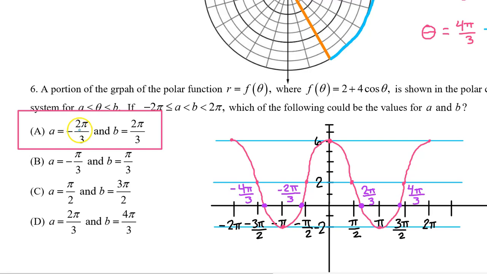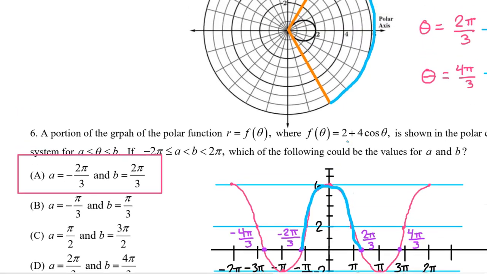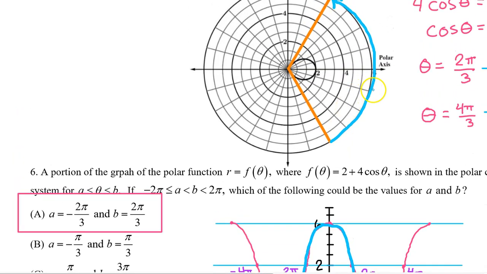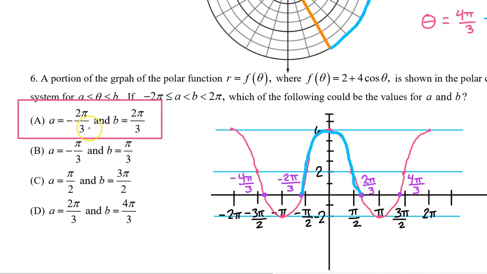On the rectangular graph, negative 2 pi over 3 to positive 2 pi over 3 goes from here to here. Notice that on this interval, the r values are all positive, so we don't have to worry about reflecting into the opposite side of the graph. So we would expect to see a portion of the graph on this interval, and we do see that. So A is a possible answer.